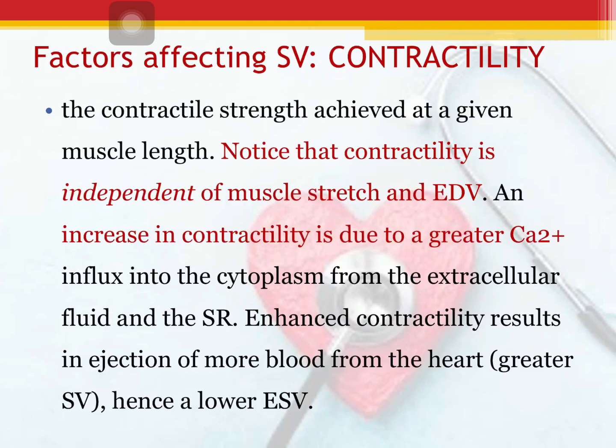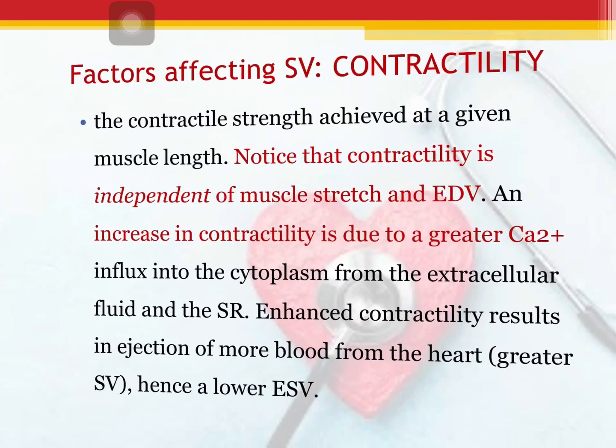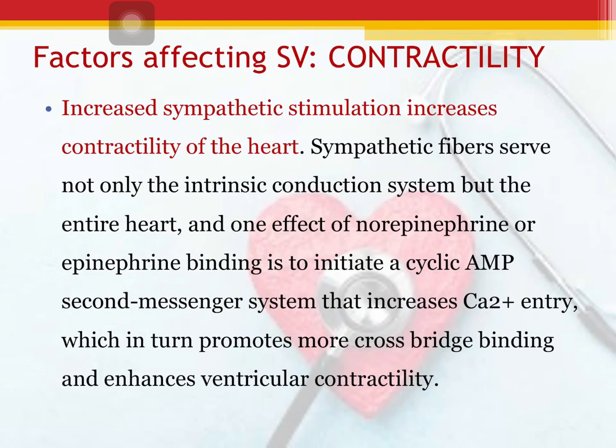So contractility is because of a greater amount of calcium ions going inside the cytoplasm of the cardiac muscle cell. So when there is an increase in contractility, there is an increase in stroke volume, thus there is an increase in cardiac output. So increased sympathetic stimulation also increases contractility of the heart. The sympathetic fibers, as I've said before, are the heart accelerator. It increases the heart rate by increasing the contractility of the heart.